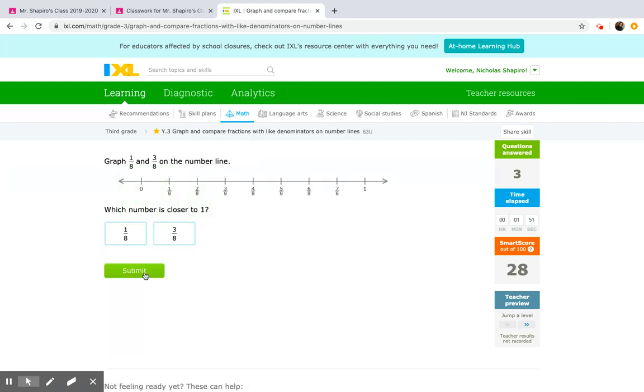So that is pretty much it. Although you guys want to be aware of if the question asks you which is closer to 0. So let's say we have 1/8 and 3/8, and let's change this to which number is closer to 0. Let's pretend that's 0 for now. You need to find the lesser fraction. So in this case, if it was asking which is closer to 0, that would be 1/8. So just be careful. They might change it up on you.